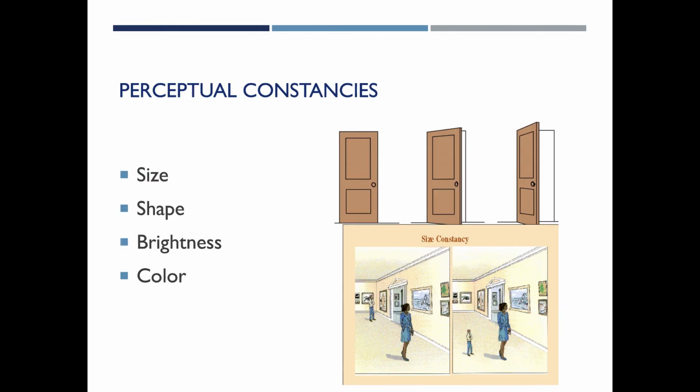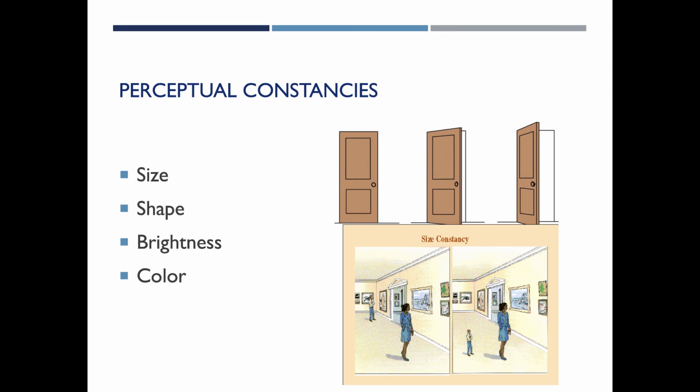Now, there are also some perceptual constancies. They include things like size, shape, brightness, or color. In the case of shape, if you look at those three doors that are up there in the right-hand side of the screen, we understand that all of those are doors. They're all rectangles. They're all the same shape. They're just, one is closed, one is partially opened, and one is about halfway opened. But we don't see those as different types of shapes. We still see them as rectangles.